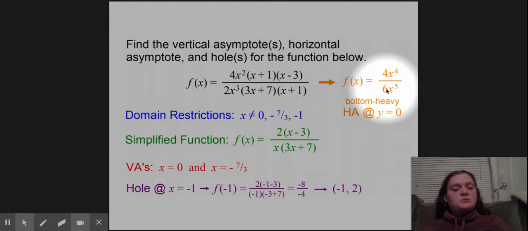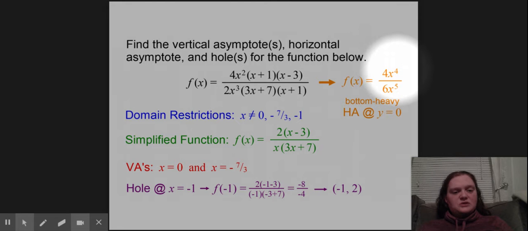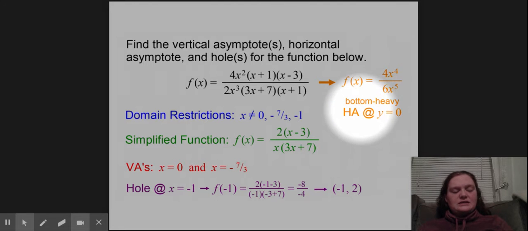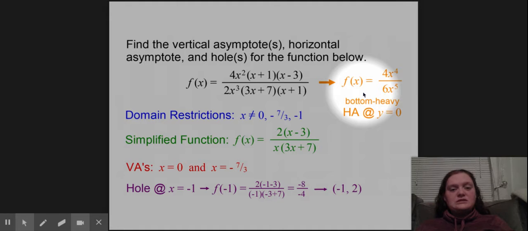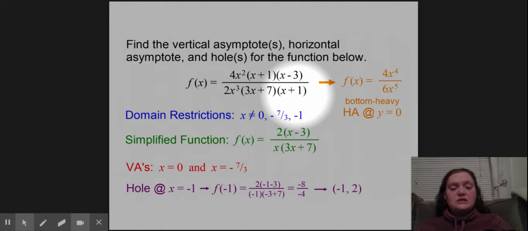And again, we don't need to multiply the whole thing out. We just need to know what's the leading term. So multiply all the variable parts together. Now, if I compare the exponents, 4 on the top, 5 on the bottom, that's bottom heavy, or a bigger degree on the bottom than on the top. That tells me the horizontal asymptote is at y equals 0. So that part you can usually do pretty quick and easy from the very beginning. And if it's in standard form on the top and bottom already, it's even easier.